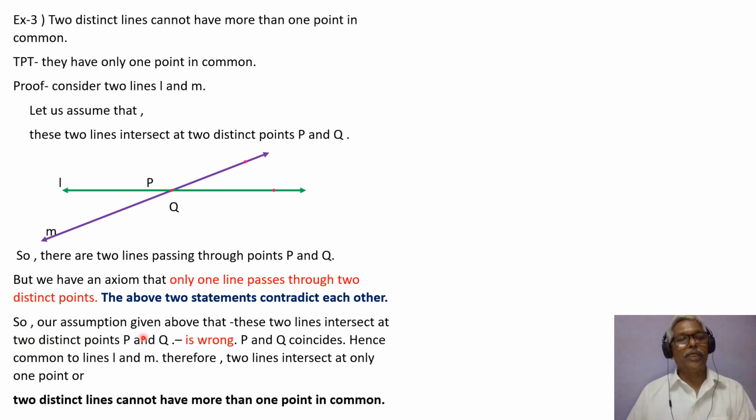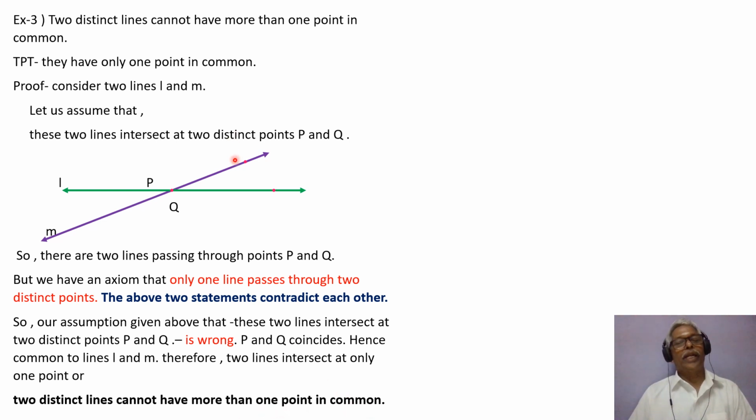So our assumption given above, that these two lines intersect at two distinct points P and Q, is wrong. What we have assumed was wrong. So P and Q coincide. These are not two distinct points, this is only one point. Hence common to the two lines L and N. Got it? Therefore, two lines intersect at only one point, or the statement can be placed like this: two distinct lines cannot have more than one point in common.